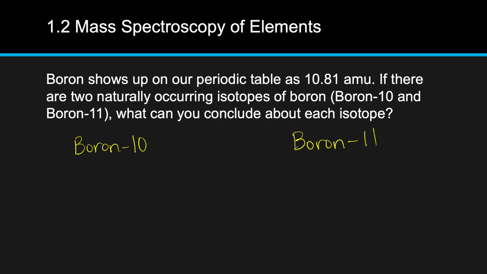So if we know we have boron-10, which has a mass number of 10, and we have boron-11, which is a mass number of 11, we can look at this weighted average and see that it's closer to 11 than it is to 10. Which means there are more of the boron-11 isotope than there are the boron-10 isotope.